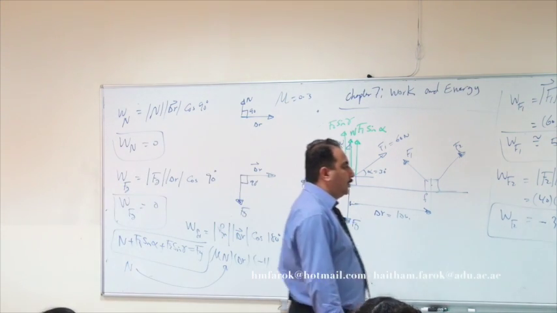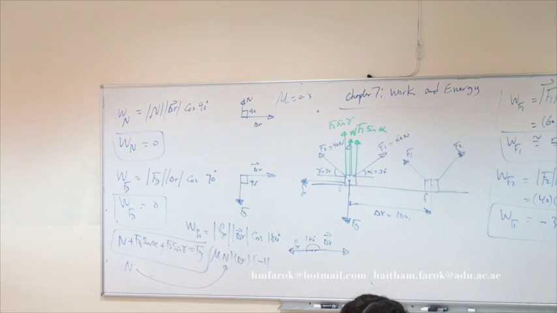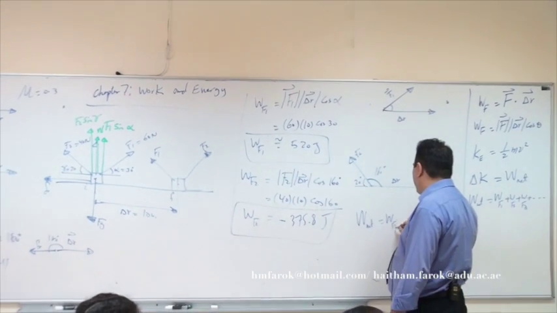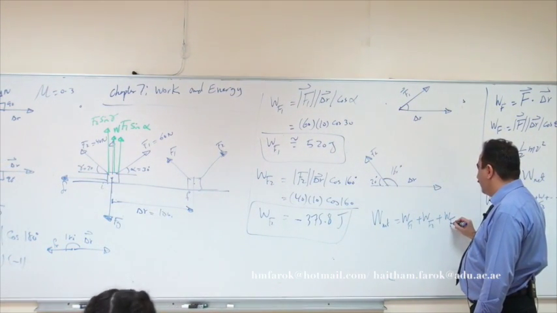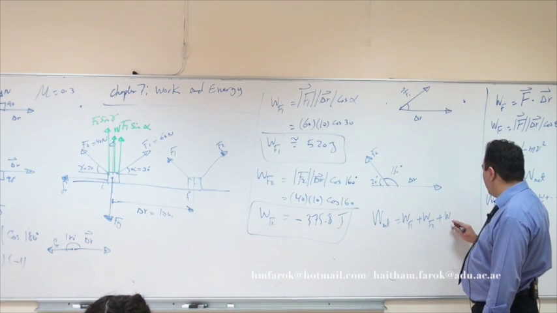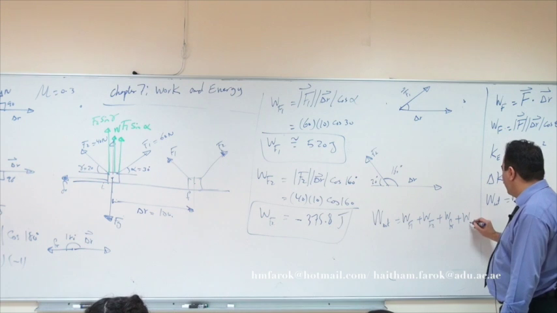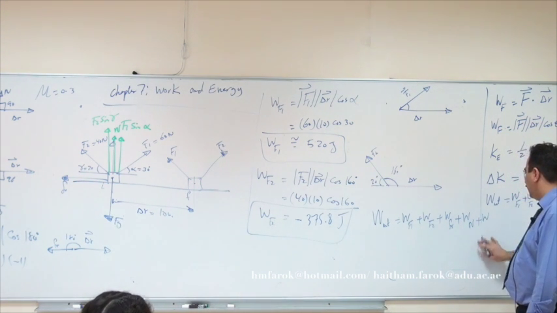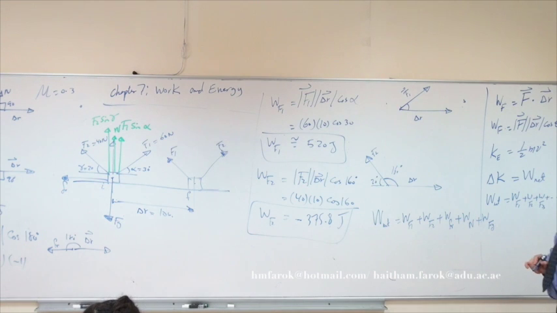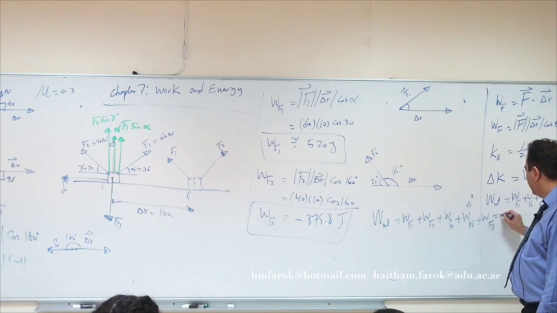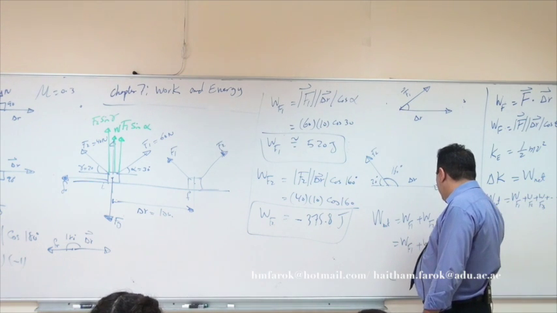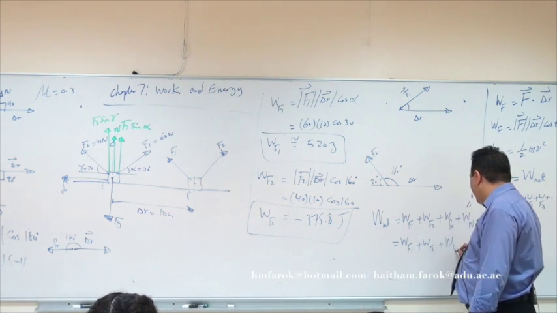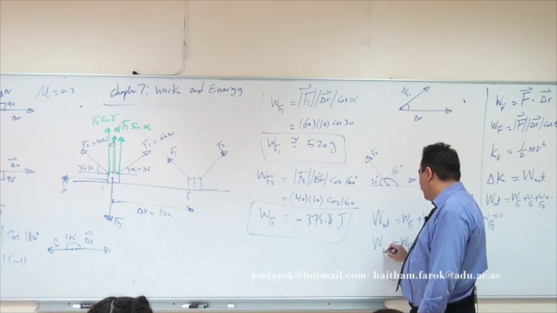So we can find W net. W net now equals WF1 plus WF2 plus WF plus WFR plus WN plus WFG. These are all the forces. Now these two are zeros in the question. So what is left? WF1, WF2, W friction equal W net.